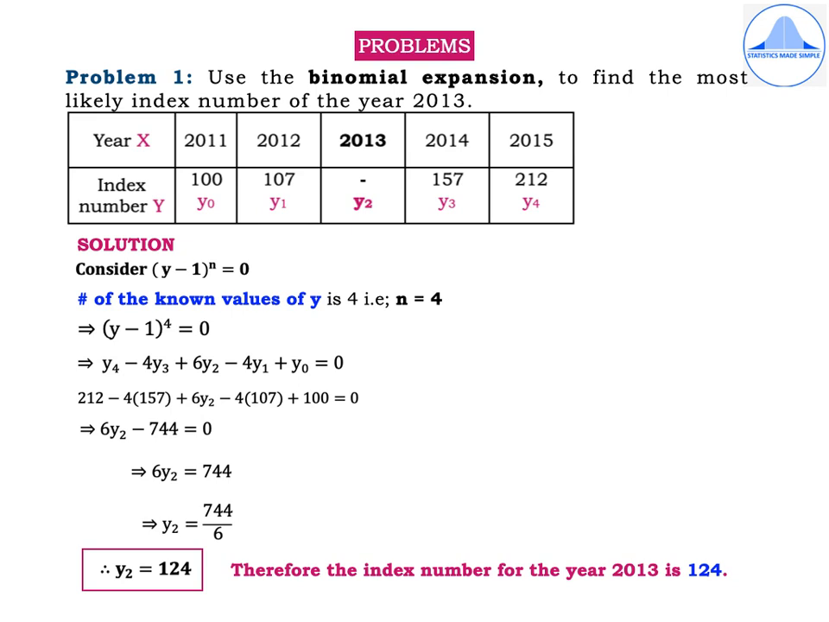You can write a sentence. Therefore, the index number for the year 2013 is 124.